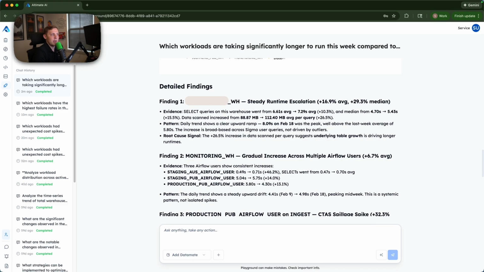And then of course we have our detailed findings here as well. So for our detailed findings, finding number 1 is that this warehouse has a steady runtime escalation. And it just says, hey, the select queries in this warehouse went from 6.61 seconds to 7.29, which is a 10% increase in the median, and then of course data scanned increased as well, which is probably going to explain what went on there. It has our pattern and our root cause signal there as well, which is this underlying table growth is driving the longer runtimes.